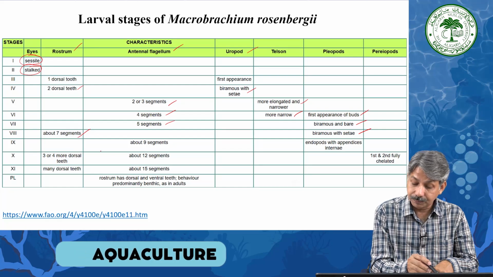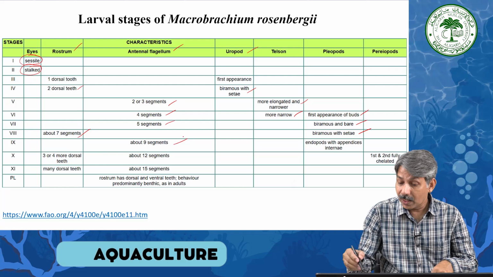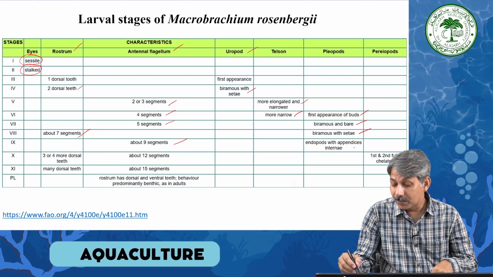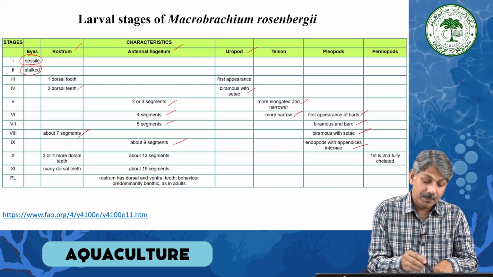Stage 9, about 9 segments in the antennal flagellum, and pleopods, endopods with appendices interni appear.